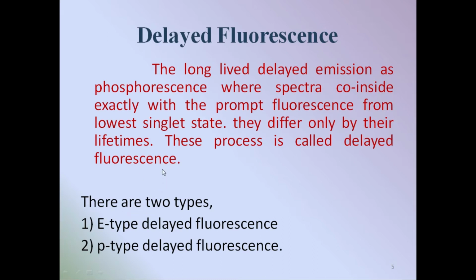Already we have seen fluorescence occurs when there is a transition of the molecule from excited singlet to ground singlet, and phosphorescence is a transition from excited triplet to ground singlet. Now in delayed fluorescence, the emission takes place by the transition of the molecule from excited singlet to ground singlet, but it takes more time compared to instantaneous fluorescence. That's the difference. There are two types of delayed fluorescence: E-type delayed fluorescence and P-type delayed fluorescence.